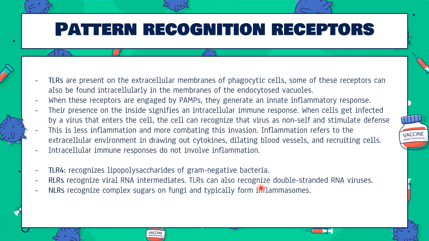So I talked a bunch about TLRs. What about RLRs? RLRs, you can take the R from here and the R from here for RNA and viral RNA intermediates. Now, TLRs can also recognize RNA viruses, but they recognize double-stranded RNA viruses. NLRs are going to recognize complex sugars on fungi and typically will form inflammasomes. What is an inflammasome? We'll get to that. Just hold that thought.